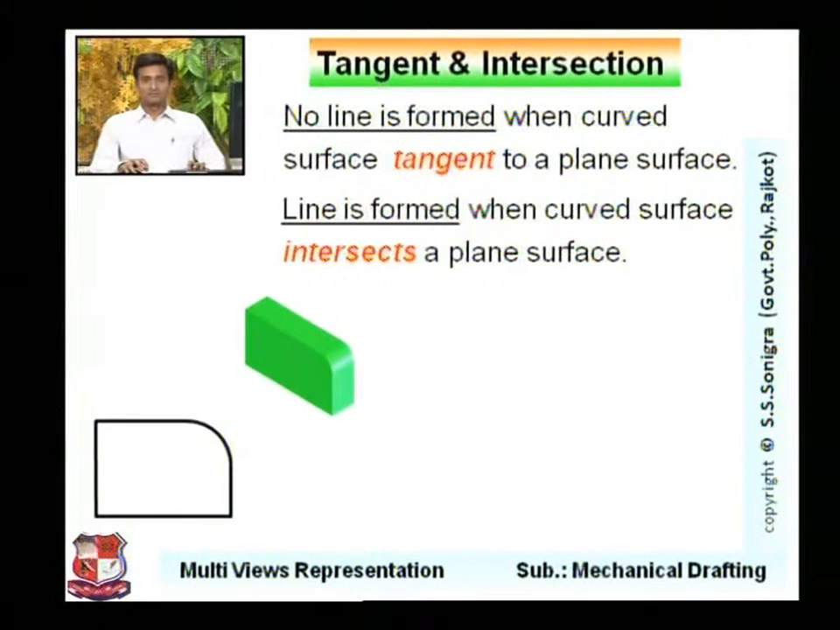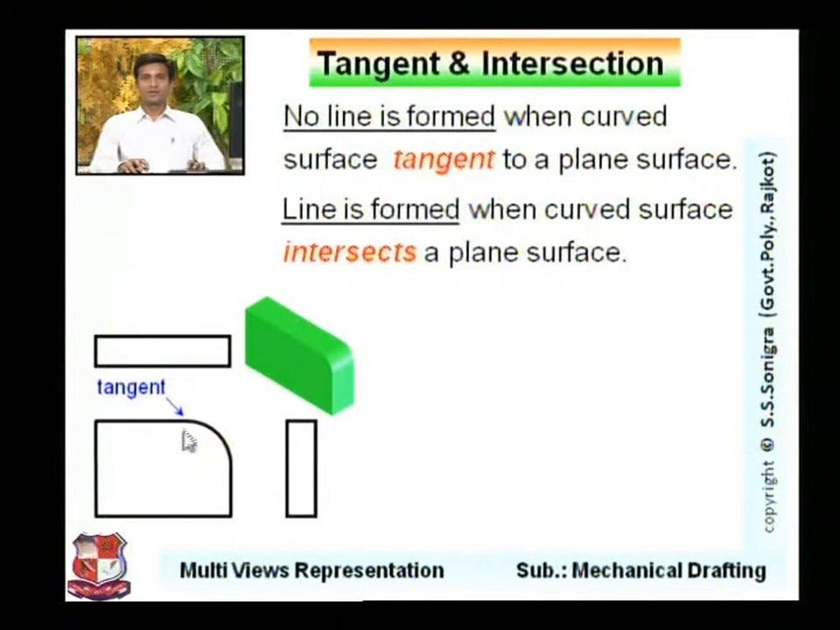If this is an object, right? Here curvature is there. The curved surface here is tangent to this plane surface. So here line will not be generated. Here lines will not be there. Like this. If these are the three views of this object. So here tangent is there. So here line will not be there. No line is there as shown over here. And here also tangent is there. So no line is here. So this is the meaning of first statement.